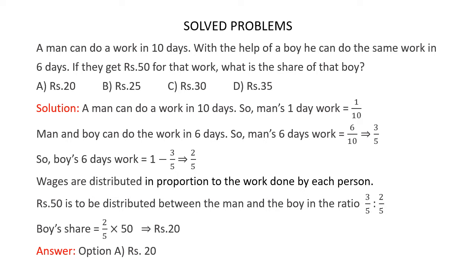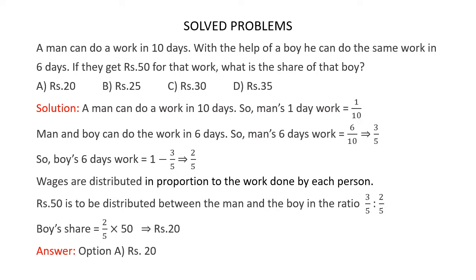Now it's given that a man can do a work in 10 days. So the man's one day work is 1 by 10. It's given that with the help of a boy, he can do the same work in 6 days. So man and boy can do the work in 6 days. So if the man's one day work is 1 by 10, the man's 6 days work will be 6 by 10, which is nothing but 3 by 5.